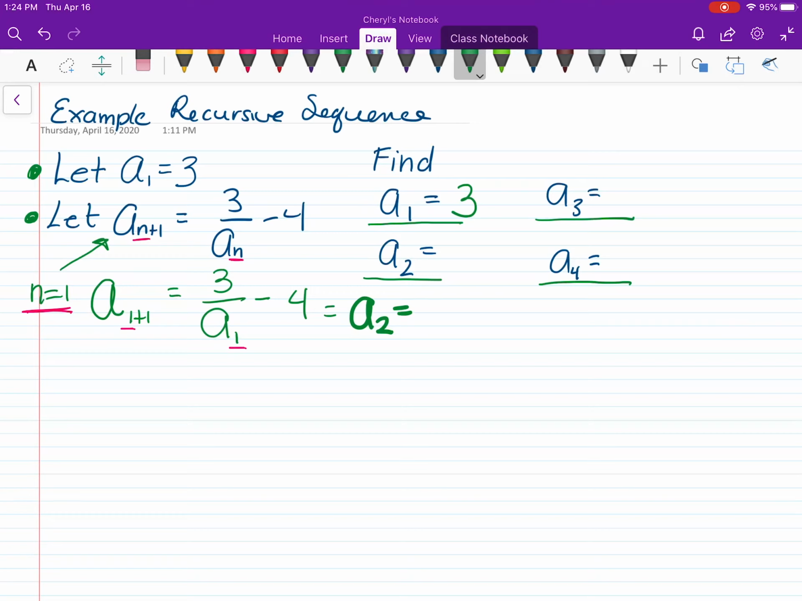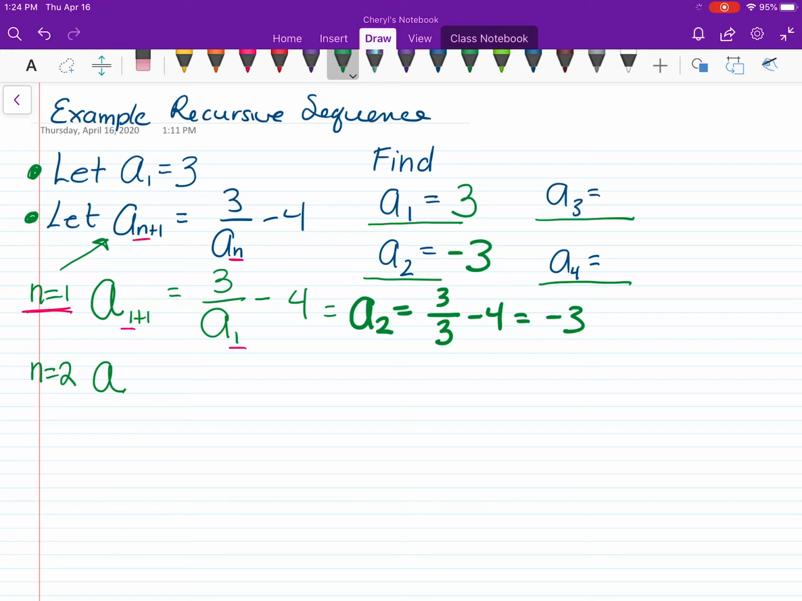So now I know that A2 is going to be 3 over A1. And we were given A1. A1 is 3. So I have A2, the second term, is 3 over 3 minus 4. So that's 1 minus 4, which is negative 3. So I know that the second term is negative 3.